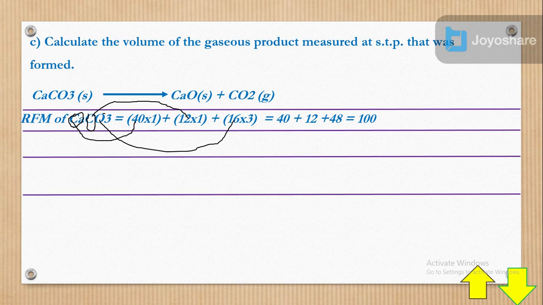So times 1. What do we have here? Okay, we have here 3. So we shall say 16 times 3. And then the whole sum you get will be 100. Okay, 100 grams. That's what we have.